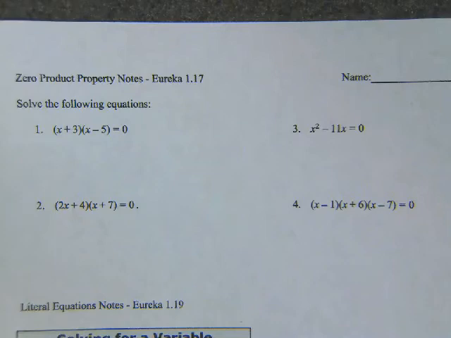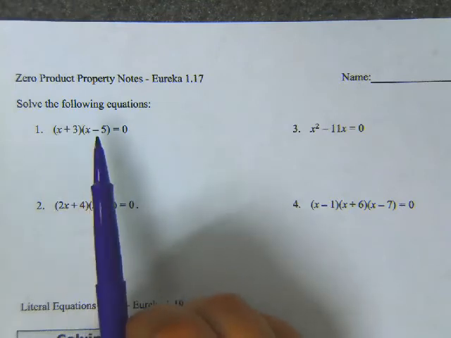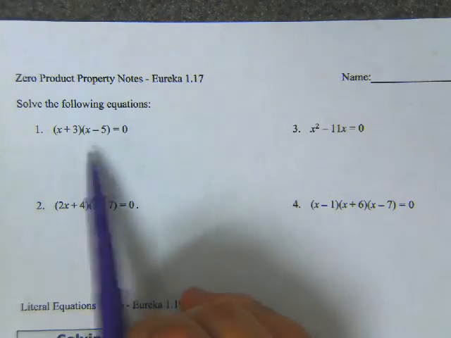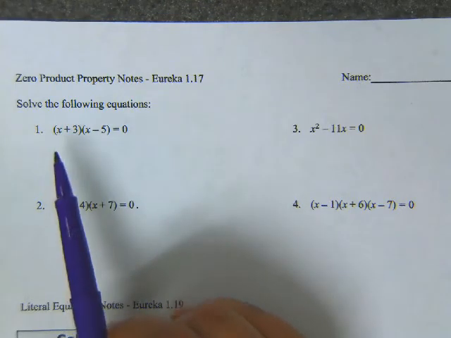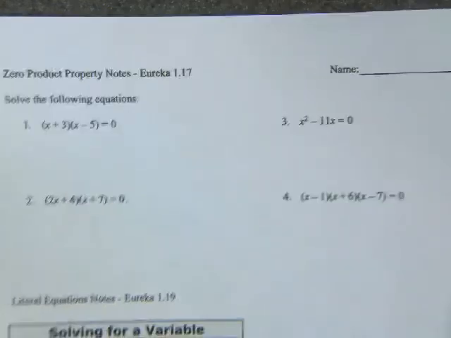Alright guys, this video is going to be on the zero product property. So it's just another way that we're going to solve equations. So here for number 1, we have two parentheses multiplied by each other and then it's equal to 0. We haven't really seen anything like this before, but they're very simple to solve.